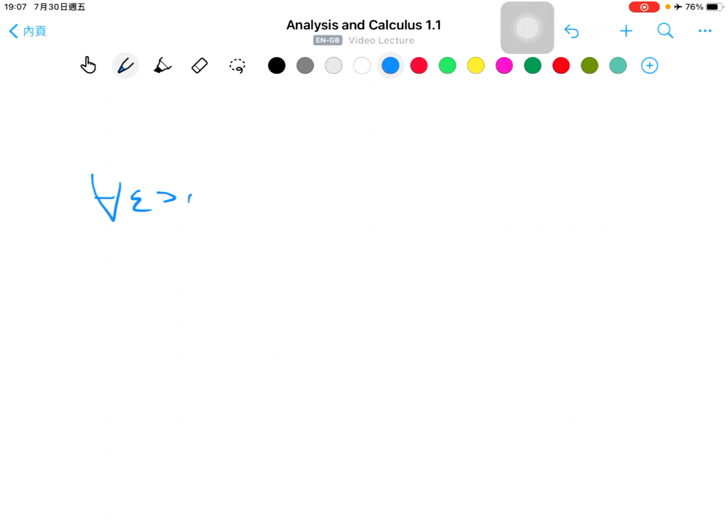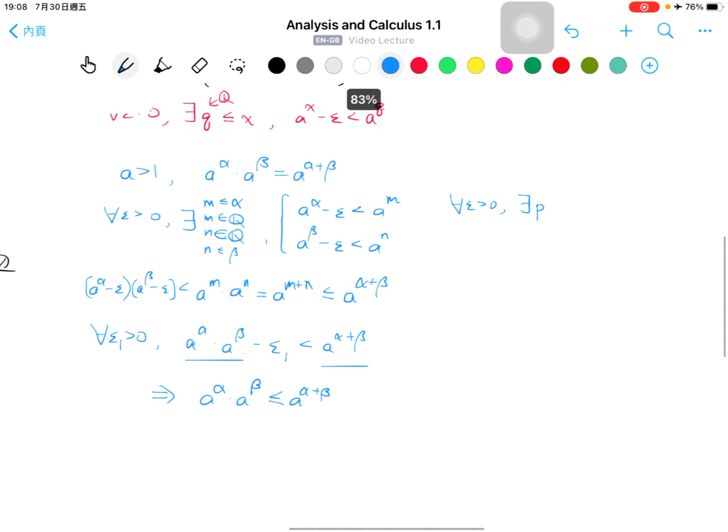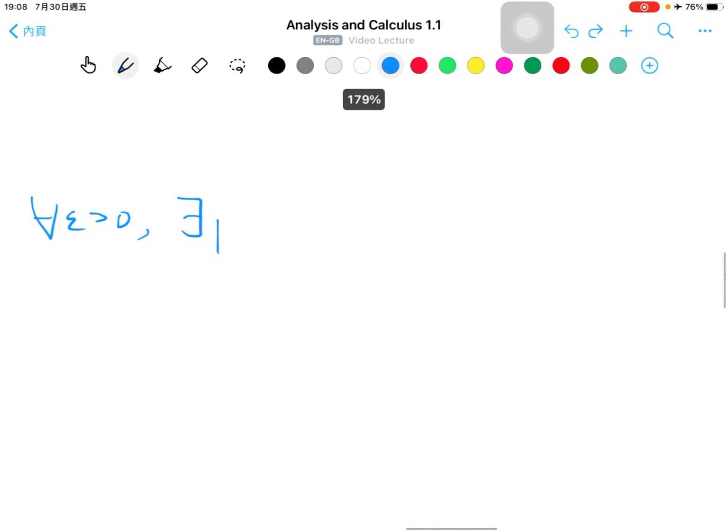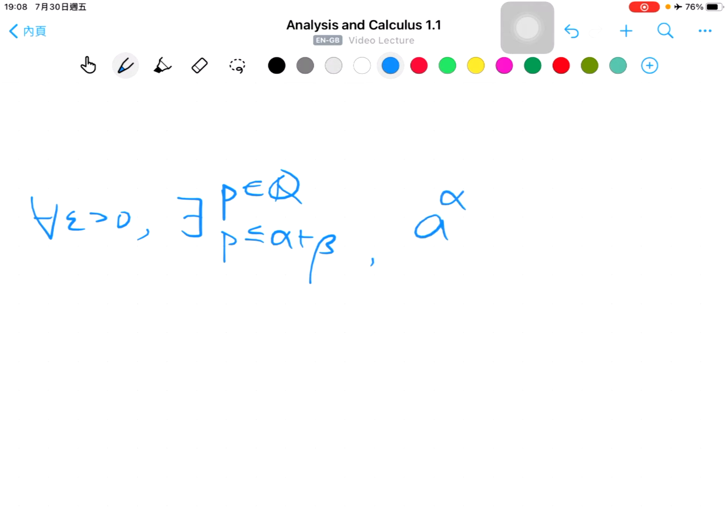For all epsilon larger than 0, we can still say that we have a rational number p. All right, we have p rational, and p is smaller than or equal to alpha plus beta, such that a to the alpha plus beta minus epsilon is going to be smaller than a to the p.